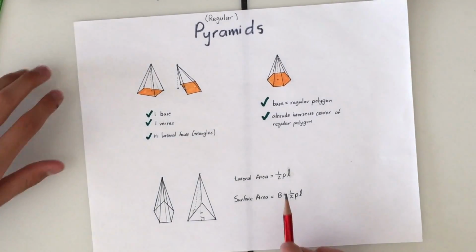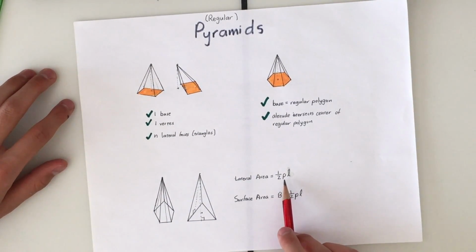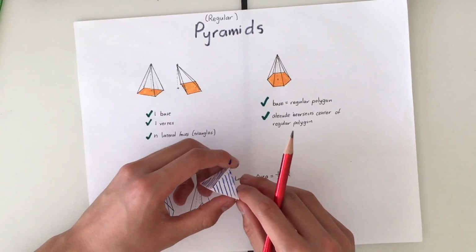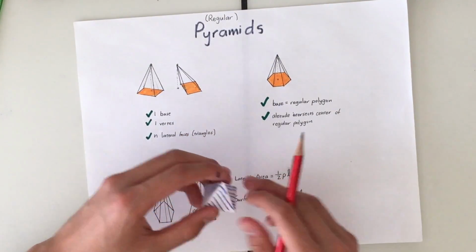And the reason why the formula is 1/2 times perimeter of the base times the slant height is because you're basically finding the sum of all the triangles. That's what the lateral area is. It's just the sum of all the triangles.